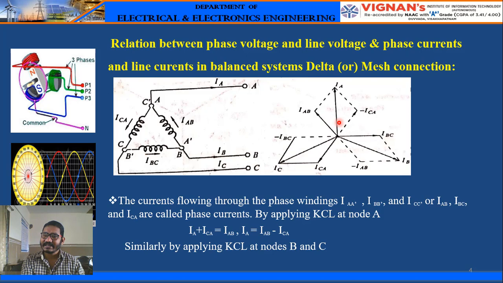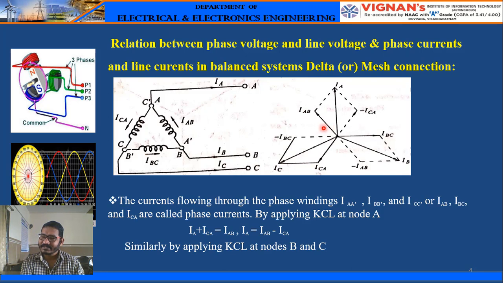The angle between IAB and minus ICA is 60 degrees. The angle between IAB and IA is 30 degrees. Here IAB is the phase current, so IA is the line current. It means line current lags phase current by 30 degrees.